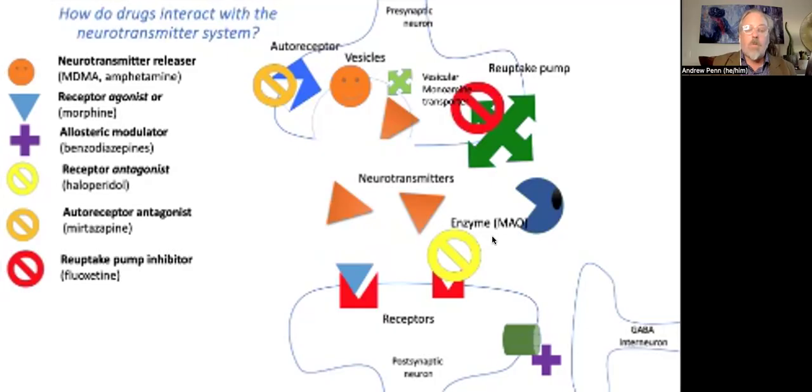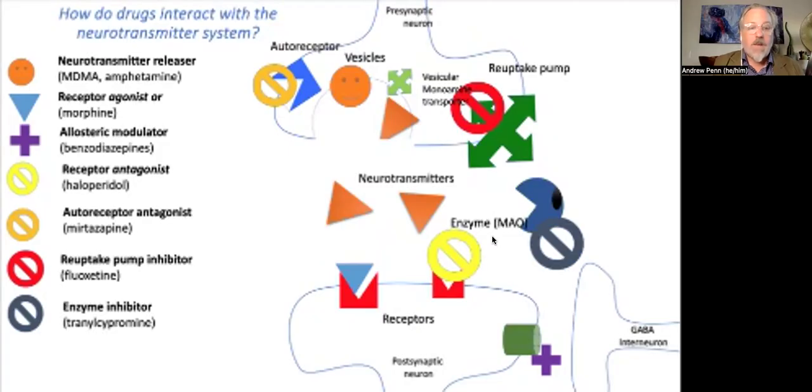We can also block, inhibit, or slow down the transporter pump, sometimes known as the reuptake pump, for various monoamines such as serotonin, as we do with an SSRI, with norepinephrine, as we do with, say, bupropion, which is a norepinephrine reuptake inhibitor, or with dopamine. We can inhibit that reuptake, also sometimes known as a transporter.